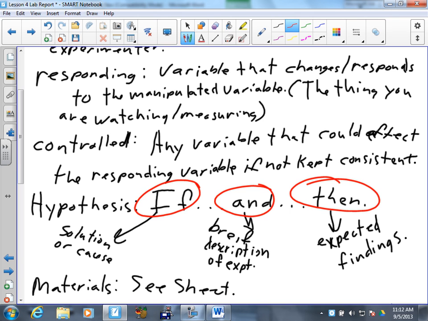It has to say what you think, talk about what you're going to do, and tell people what you will see if you're right. All right? So if, and then. Okay? So I mean they can be any number of things.